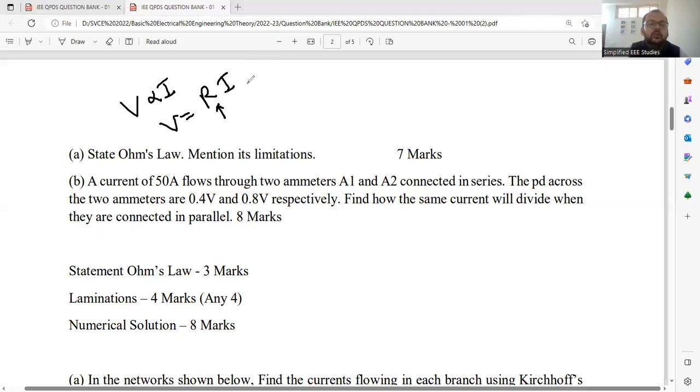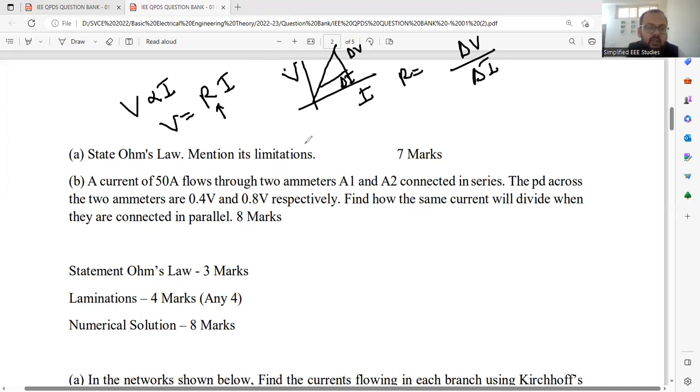Okay. So if possible, draw the graph also. IV characteristics you can mention. Like that you can mark. So this is delta V, delta I. So R is equal to delta V by delta I. Okay. So slope is equal to resistance. What are the limitations? Not applicable to insulators, not applicable to semiconductors. Also, the physical parameters need to be considered constant. If there are variations in the physical parameters, Ohm's law is going to be violated.